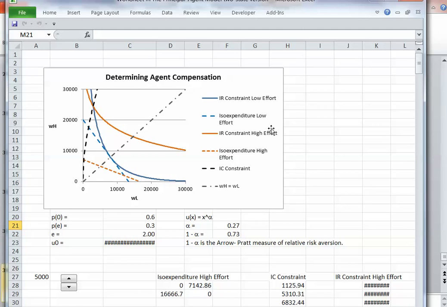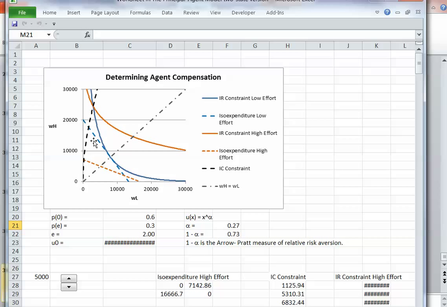Let's explain the graph. This is the low payment in the low output state. This is the payment in the high output state. The 45-degree line is where the payments are the same. This blue indifference curve is the indifference curve that gives satisfaction equal to the outside option when taking low effort.